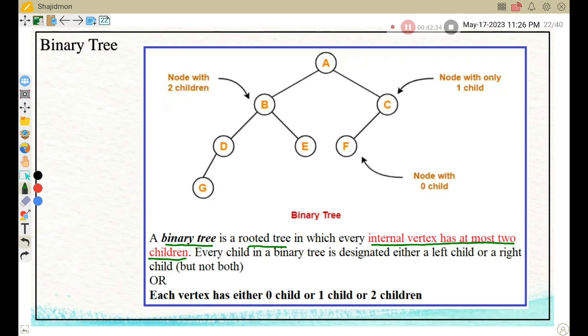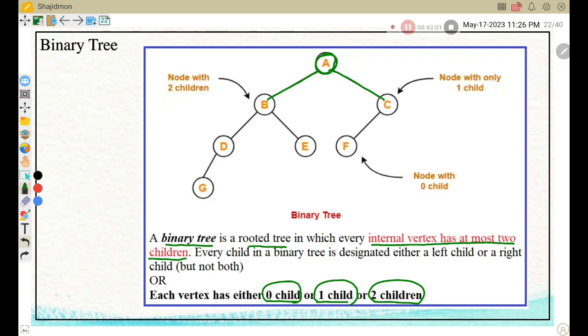Maximum 2 children means what? Either 0 children, 1 child, or 2 children. So this is the meaning of binary tree: each vertex has no child, or 1 child, or 2 children. That type of tree we call a binary tree. For example, see this vertex A. How many children are there? There are 2 children, B and C.